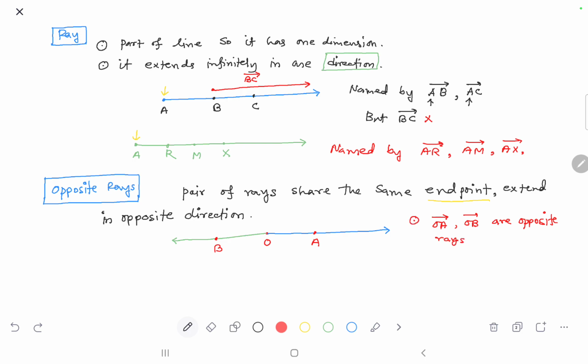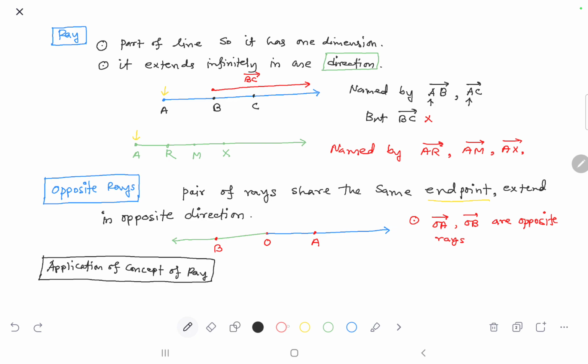Got it. Okay. Any question about this? The definition is clear. Yeah, it is. Okay.